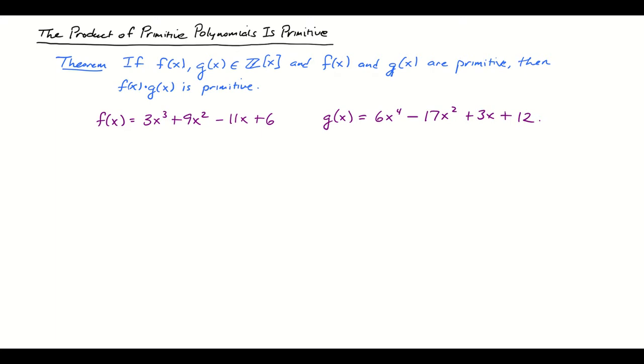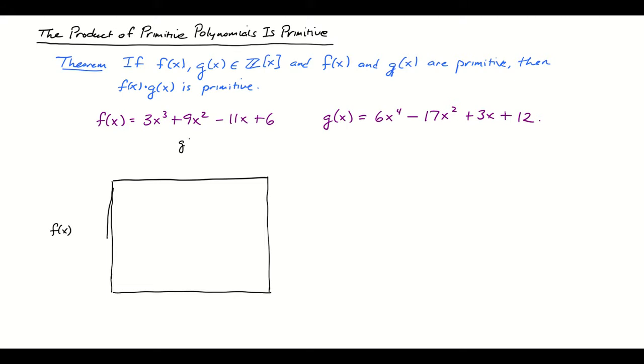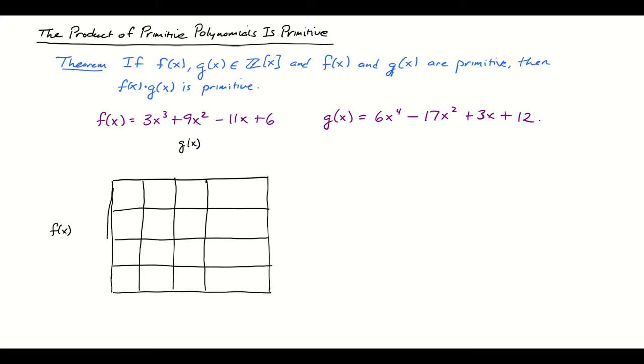For this theorem, it's going to be really useful to think of polynomial multiplication in terms of the array model. That array model is useful in school, but it's also useful for thinking about the structure of how polynomial multiplication works. So I'm going to put f(x) on this side of the box, g(x) up here, and try to get this split into a 4 by 5 array. Okay, that's not half bad.